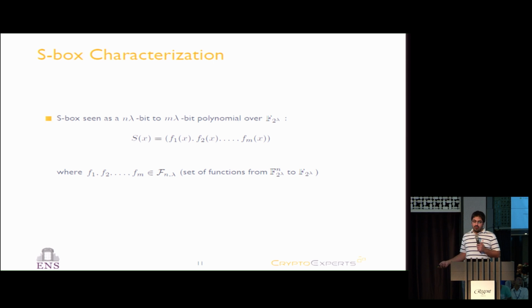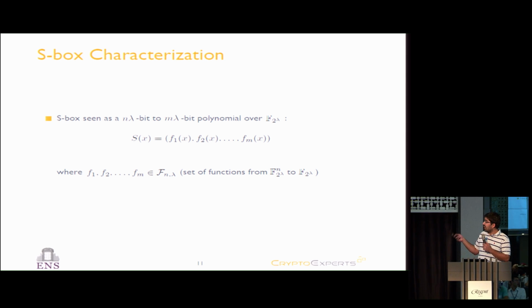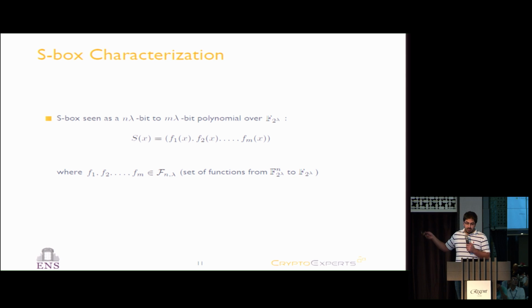Now you will look at the S-box as an nλ-bit to mλ-bit polynomial over the field F2^λ. So the S-box can be seen as m coordinate functions fi, where each of these fi belongs to the set of functions from (F2^λ)^n to F2^λ. How to decompose a single coordinate function?